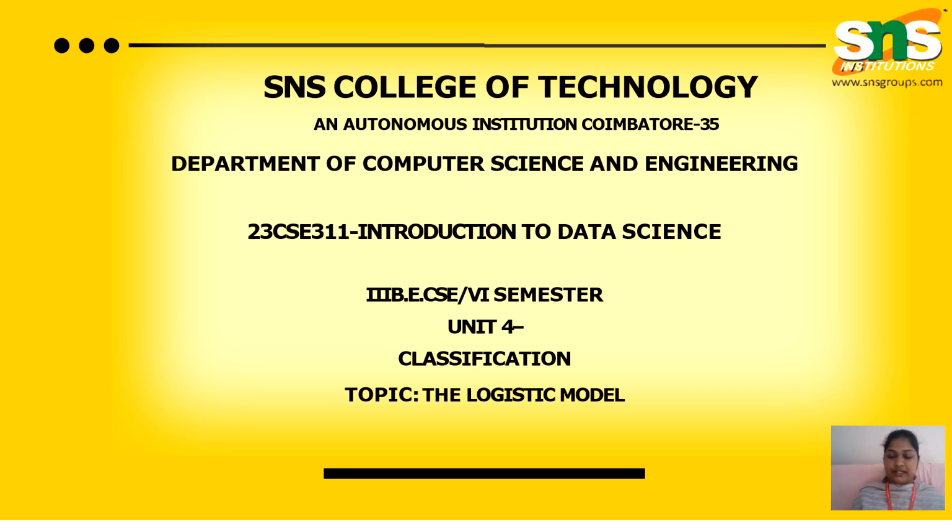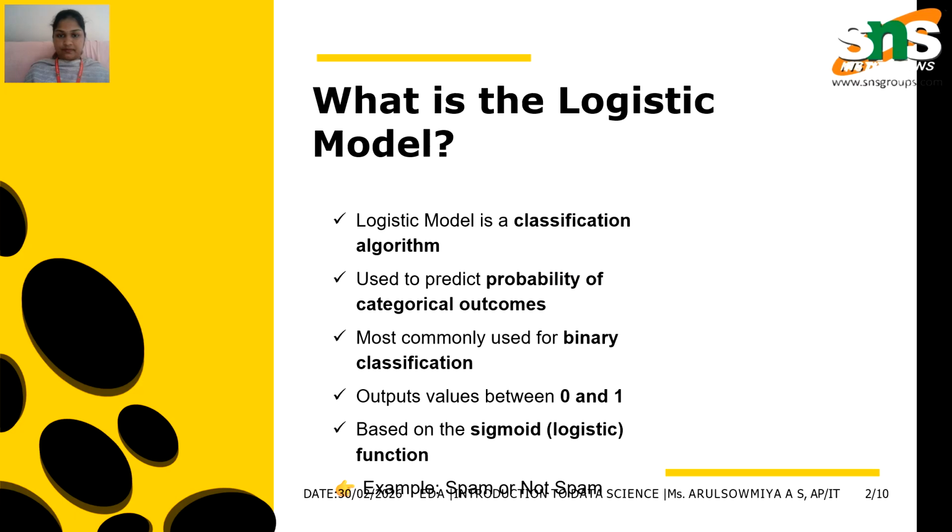So here I am going to share and discuss a topic on the logistic model in classification. So what is the logistic model? The logistic model is a classification algorithm. Basically, it is used to predict the probability of categorical outcomes. Most commonly it is used for binary classification, where we can get output values between 0 and 1. Based on the sigmoid, we can get the logistic function in the following way. For example, we can take an email and verify whether it is spam or not spam.